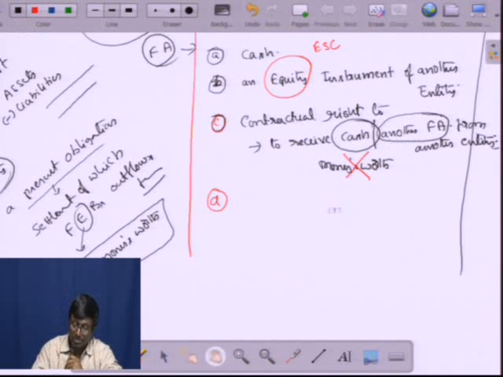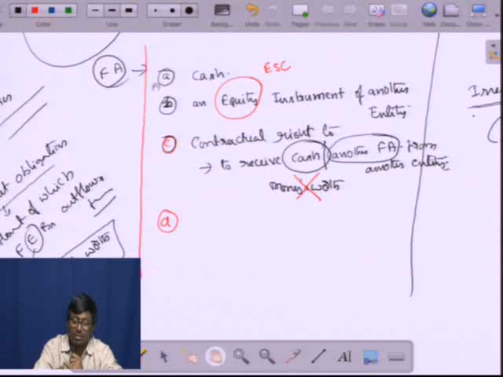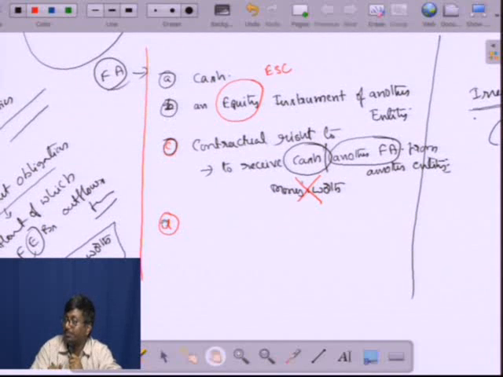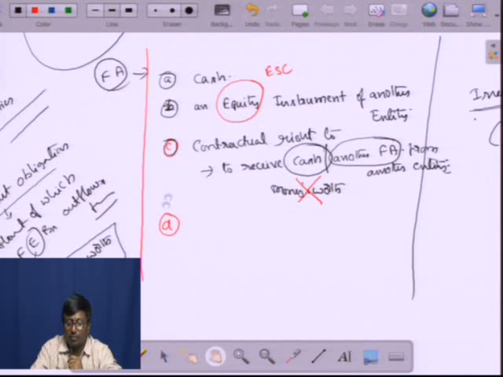Another financial asset means it should again satisfy, it should be one of the four only. Are you getting my point? It should again be one of the four. Then only you can say that the contract is a financial instrument. I hope you understand.